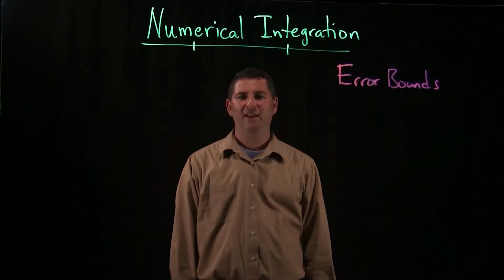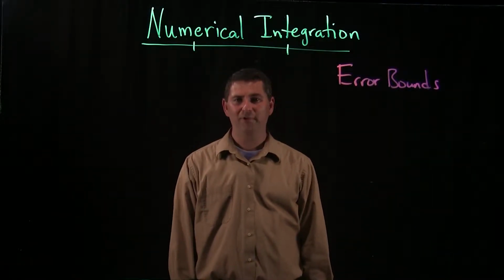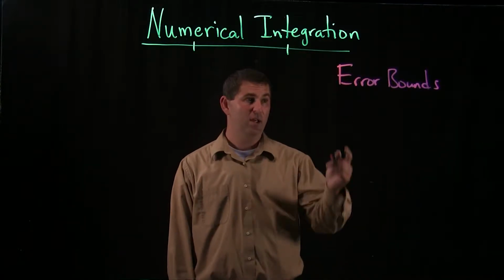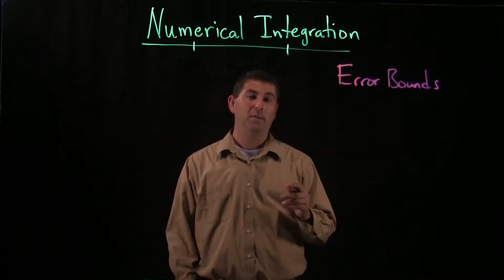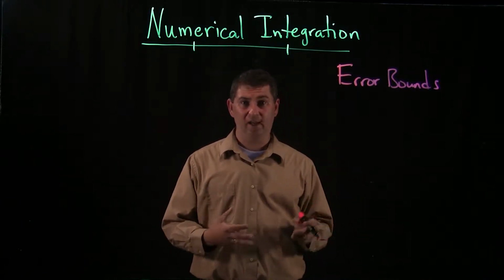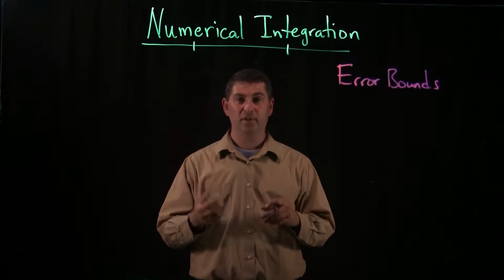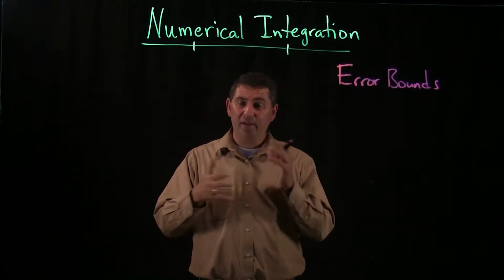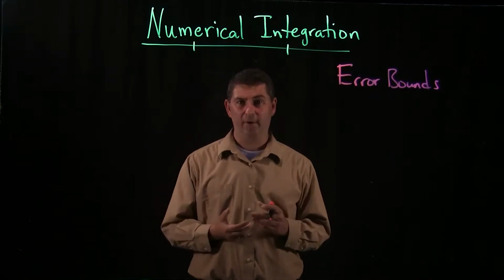Welcome back, everybody. This is our 5th video on numerical integration. In this video, we're going to look at what are called error bounds. Error bounds are a way of describing how badly one of our numerical integration techniques, like the midpoint rule or Simpson's rule, could be off, at least if we know some nice things about the function.